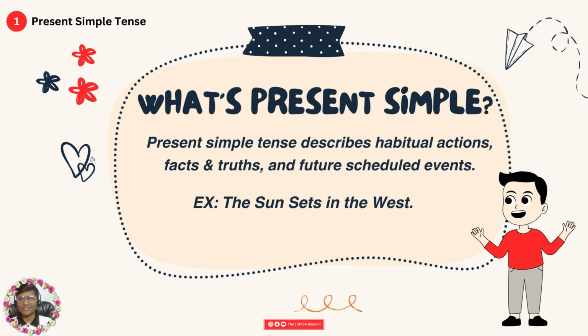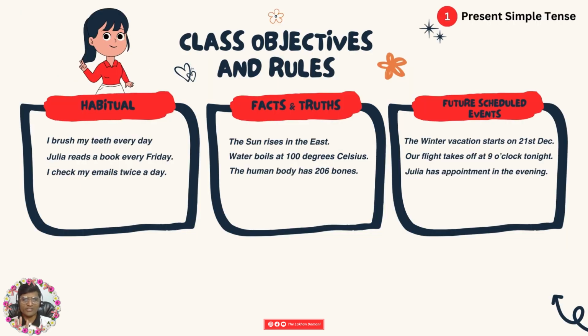Here is a very simple example. The sun sets in the west. Try to tell me which type this example is: habitual action, facts, thought, or future event. Pause the video and send me a comment below. Alright, let's go to the 3 types of them as I mentioned.